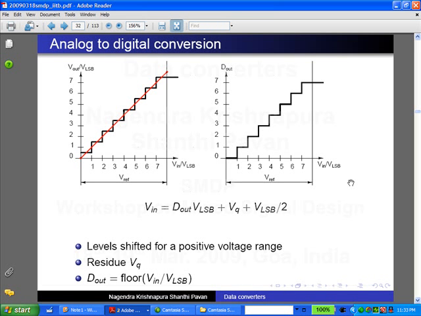Now if I want to find out what D out is in, let's say, MATLAB or something, I can simply use this operation. The floor is like rounding. It's one of the mathematical operations. There's floor and ceiling and round, right? So here I can just use floor.